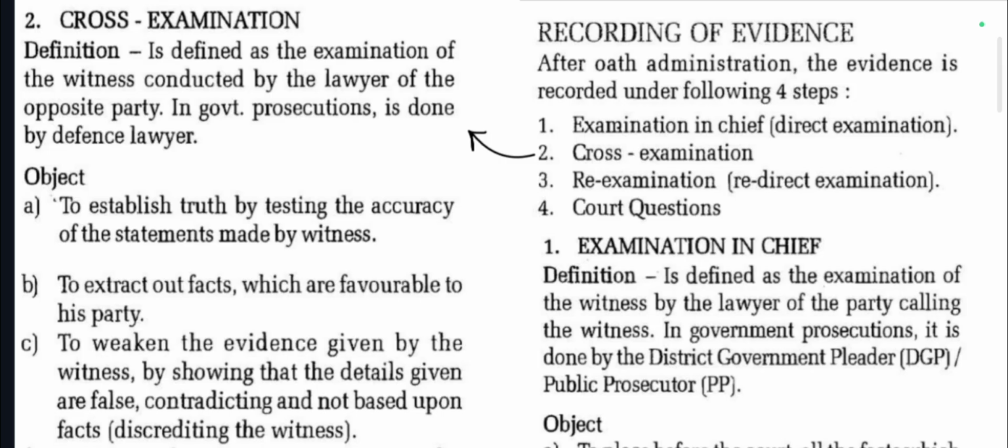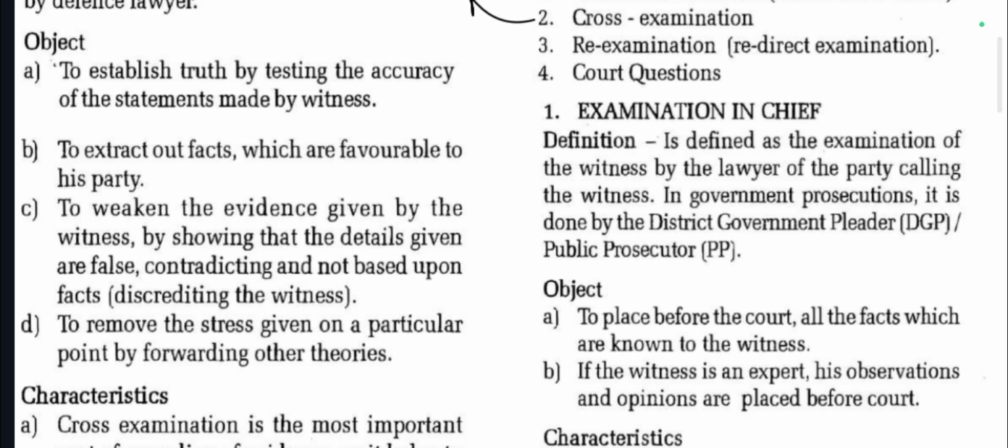What are the objectives? To establish truth by testing the accuracy of the statements made by the witness, to extract facts which are favorable to his party, and to weaken the evidence given by the witness by showing that the details given are false. Basically, in simple words, he would be opposing my witness and contradicting him, so discrediting would be there. To remove the stress given on a particular point by forwarding other theories, so just diverting the attention of the court. That is a thing done by the opposite lawyer.